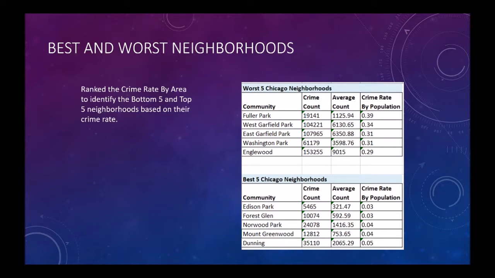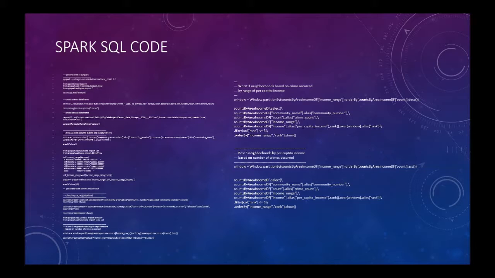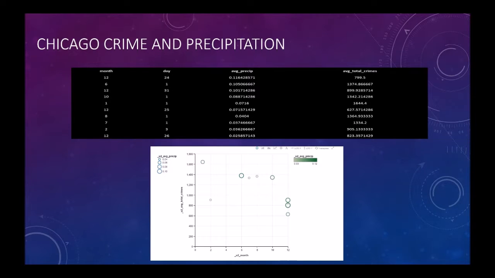Here's a list of the best and worst neighborhoods within the Chicago area. One thing that's really interesting about this table is the difference in the crime rate by population. There's a difference between the worst and the best by a factor of 10 or more, which I found rather surprising. Here's the Spark SQL code that we used if you're interested.